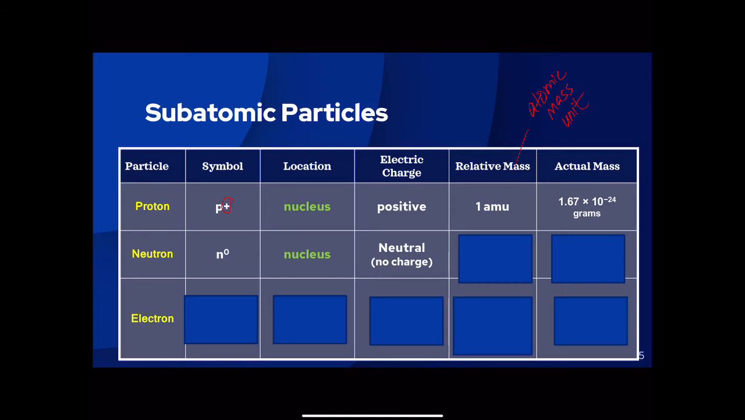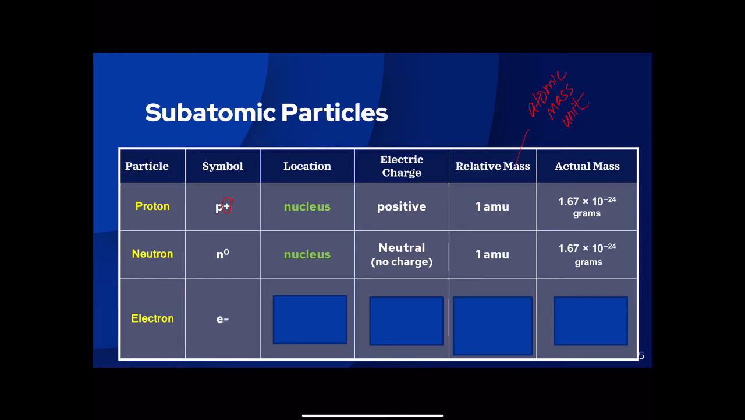It is considered to have a neutral charge, and it's also in the nucleus. The relative mass of a neutron is similar to that of a proton in that they both have 1 atomic mass unit assigned to them as their relative mass. And the actual mass is also approximately 1.67 times 10 to the negative 24 grams.